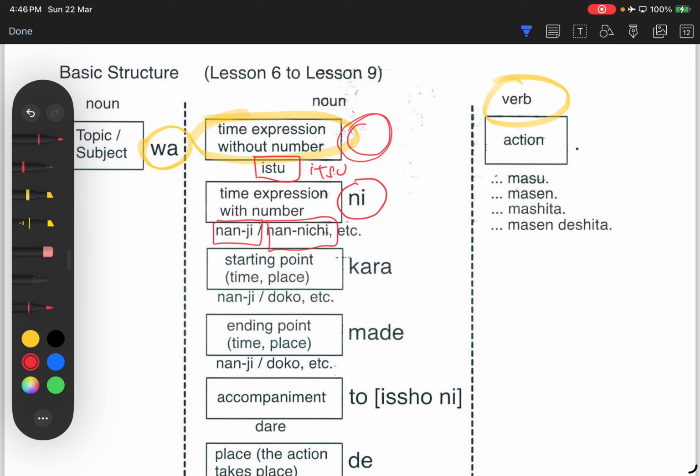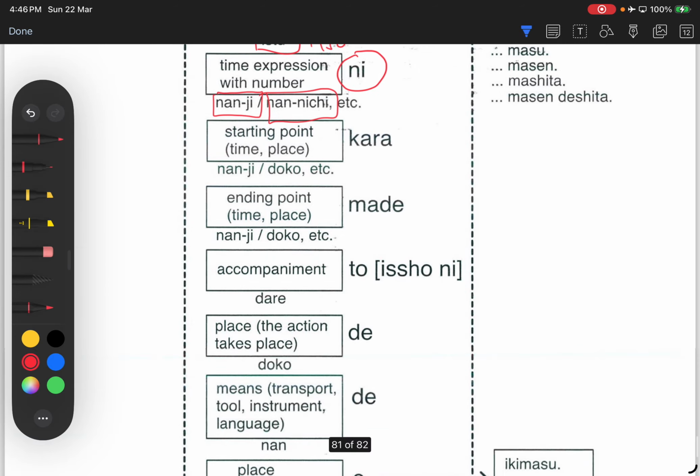When we have a time expression with number, that means we have a specific time that we're talking about, then we put in the particle ni. So after the time, we will use our kara and made. So starting point, ending point. Below it is the question word that you can consider using, right? Nanji, doko. After that will be our accompaniment, right? So in a sentence, after kara made will be our accompaniment. So with whom? With whom will be dare.